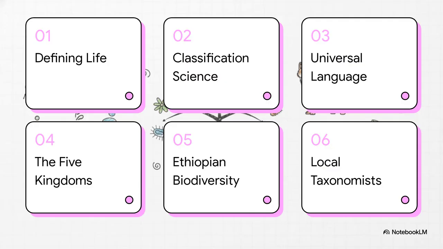Okay, let's dive into this. Here's our roadmap for the explainer today. We'll start with defining life, then move into the science of classification, look at the universal language of life, break down the 5 kingdoms, explore Ethiopia's incredible biodiversity, and finally, we'll talk about some local heroes of taxonomy.